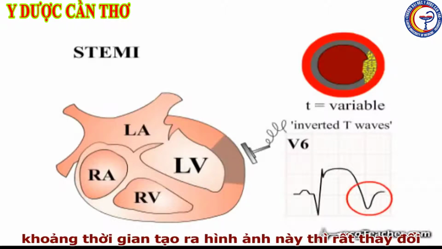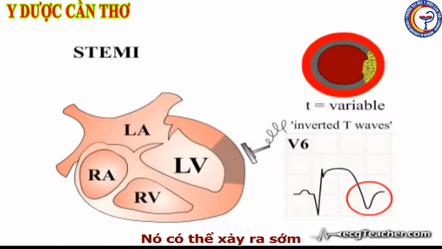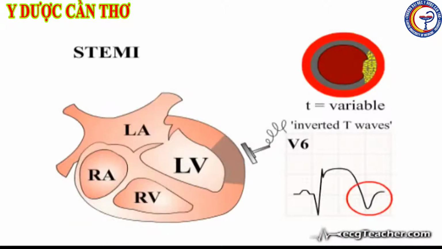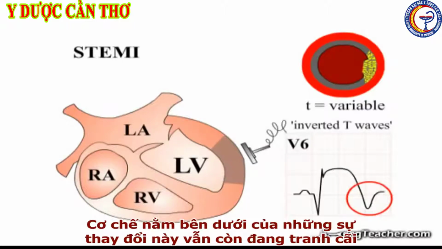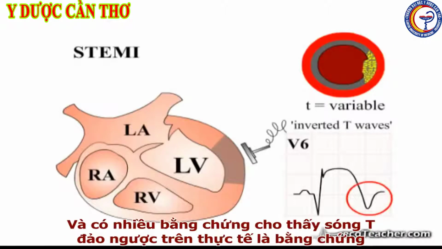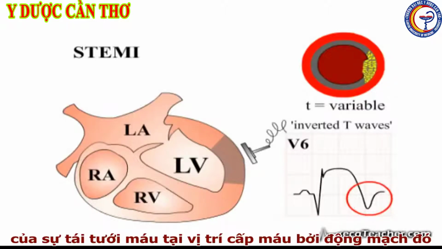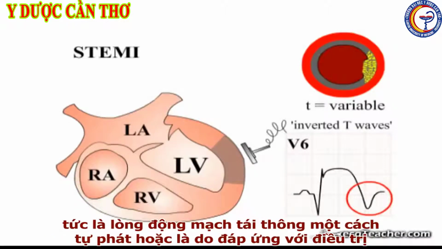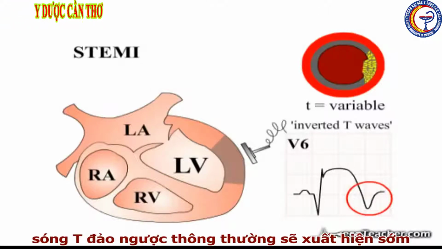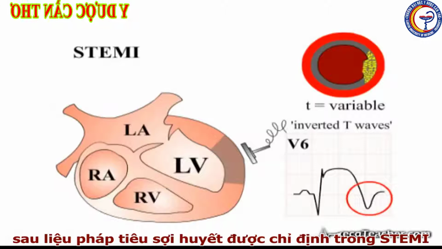The timing of this phenomenon is highly variable. It may occur early, in the hours following vessel occlusion, or may take days to develop, or may not occur at all. The mechanism underlying this change is controversial. The process of clot formation in acute MI is dynamic, and there is some evidence that T-wave inversion may actually reflect reperfusion of the area supplied by the vessel as it recanalizes either spontaneously or in response to treatment. In support of this view, flipped T waves are commonly seen to develop shortly after thrombolytic therapy is initiated for STEMI.